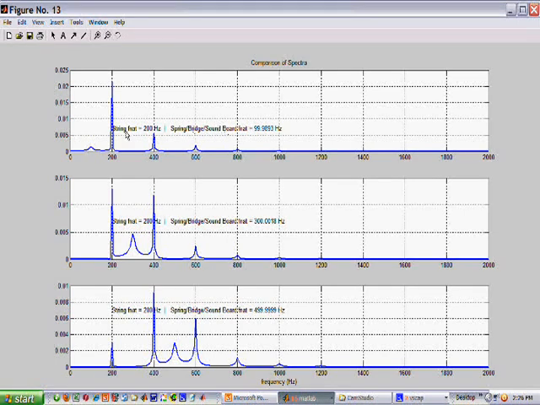You see those are different. They sound different because the power is distributed differently over the various frequencies. Let's listen to it again.